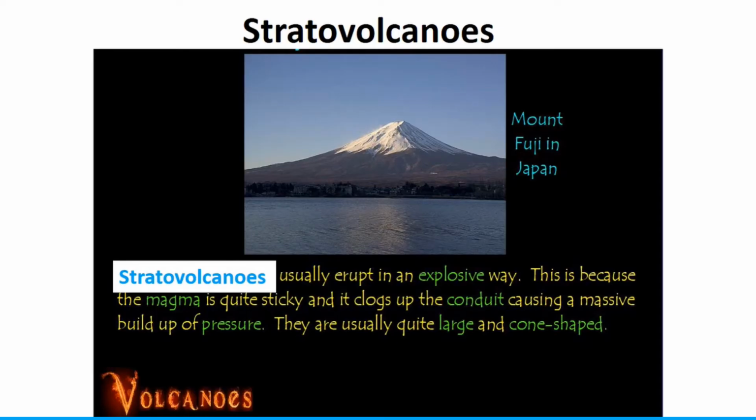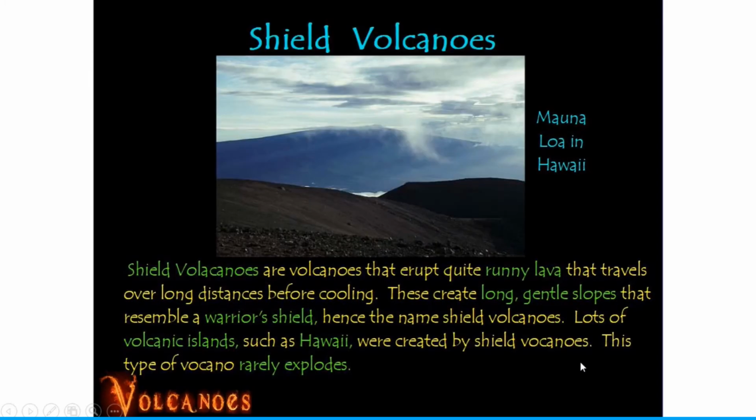Here's a bit more about each type. Stratovolcanoes. An example is Mount Fuji, the very famous biggest mountain in Japan. Okay, and they usually erupt in an explosive way. It clogs up the conduit, and it causes a big build-up of pressure. A shield, you get a lot of shield volcanoes in Hawaii, and you end up with this long shape. Here we go, like a warrior's shield, okay, spreading over a very, very large area.